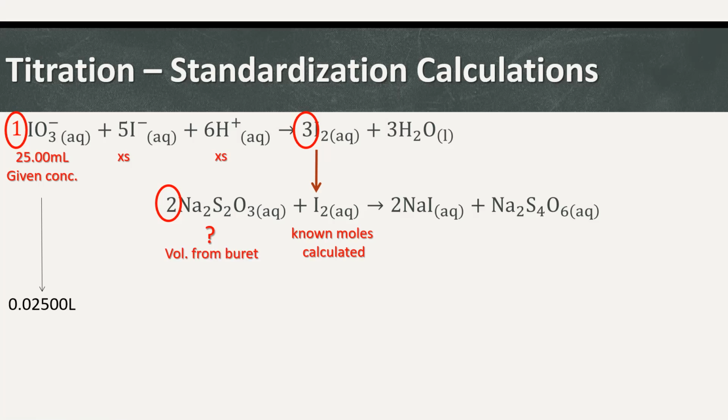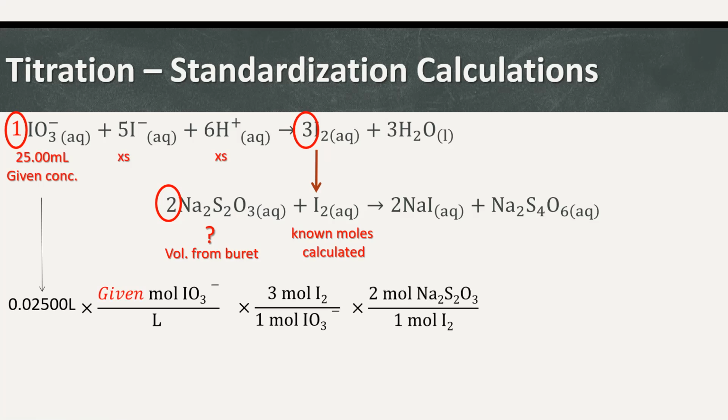So to start our calculation, we take the 25 mLs of iodate, convert it to liters for 0.025 liters, and multiply it by the given concentration of iodate. We produce 3 moles of iodine for every mole of iodate, and we use 2 moles of sodium thiosulfate to react with each mole of iodine. This gives us the moles of sodium thiosulfate used during the titration.